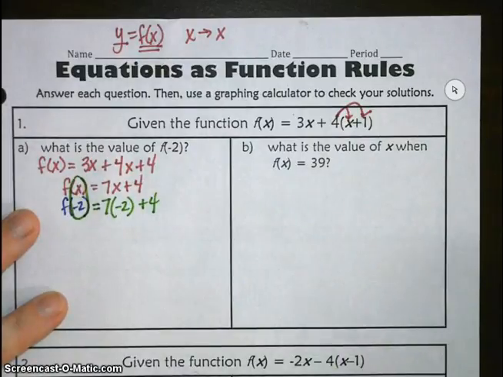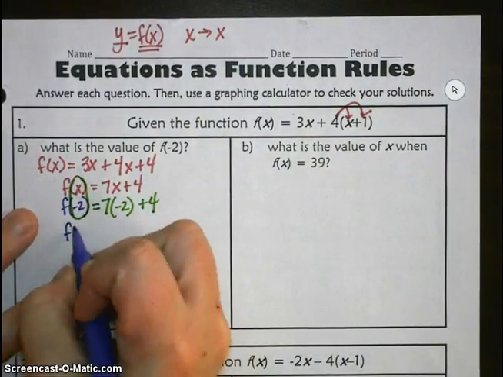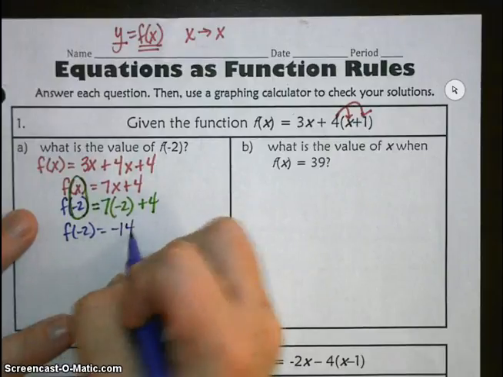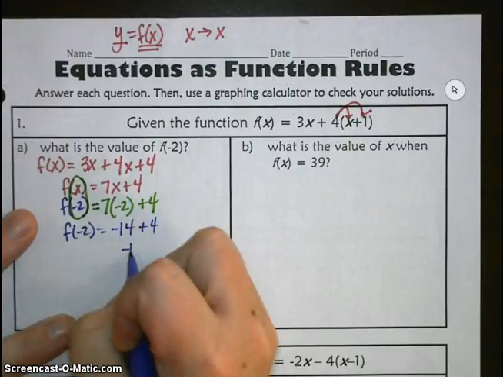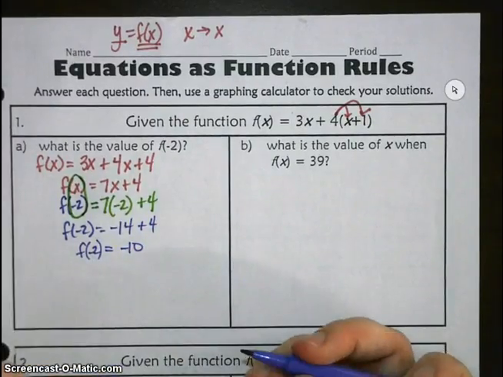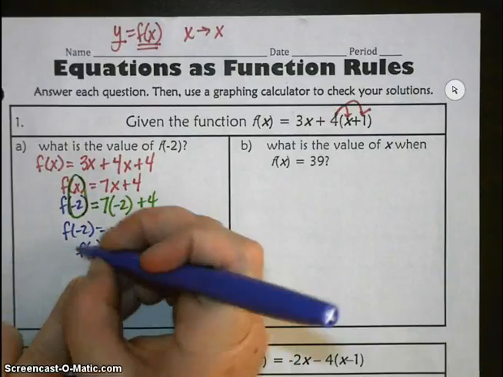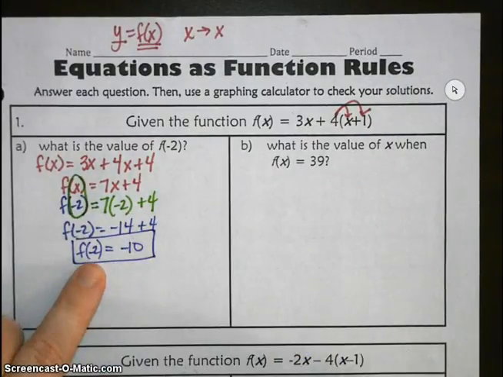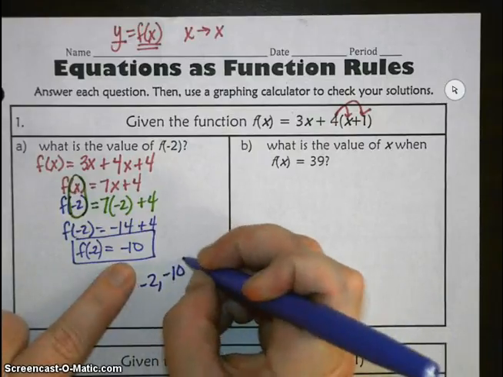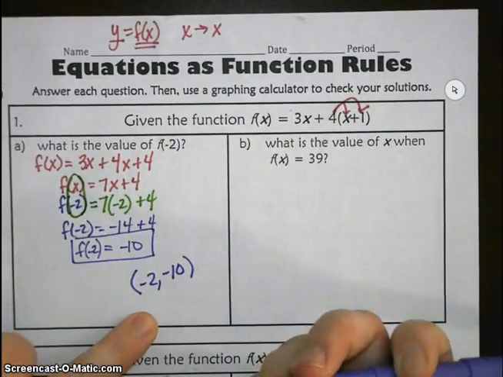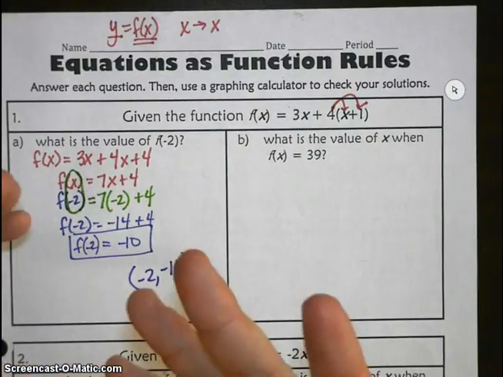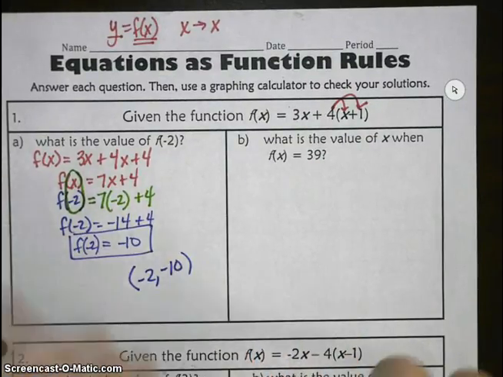So now I go about the normal way of solving. I say f of negative 2 equals 7 times negative 2 is negative 14 plus 4, which happens to be negative 10. So I have f of negative 2 equals negative 10. So that's the solution. That's what they're looking for. Another way of writing this is the x value is negative 2 and the y value is negative 10. So technically speaking, that includes the point negative 2, negative 10. The function notation is a little bit weird, but we just got to get used to it.